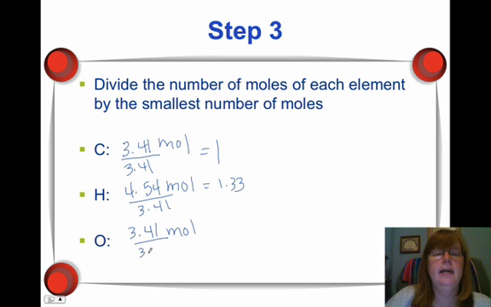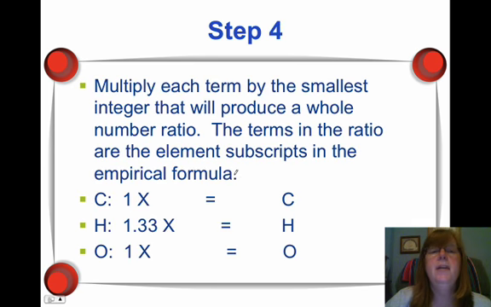And this time, we don't get a really nice whole number. You really can't just round that down to 1. We want this to be a whole number, and it really didn't turn out to be 1. So what we need to do is multiply this by an integer until we get a whole number. So that is step 4. Multiply each term by the smallest integer that will produce a whole number ratio.